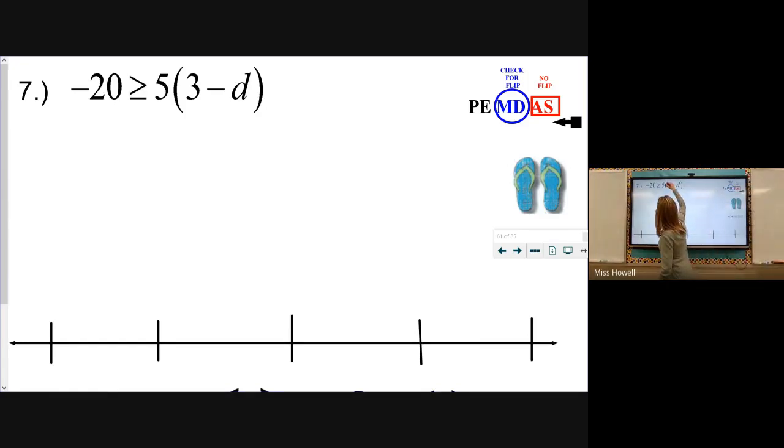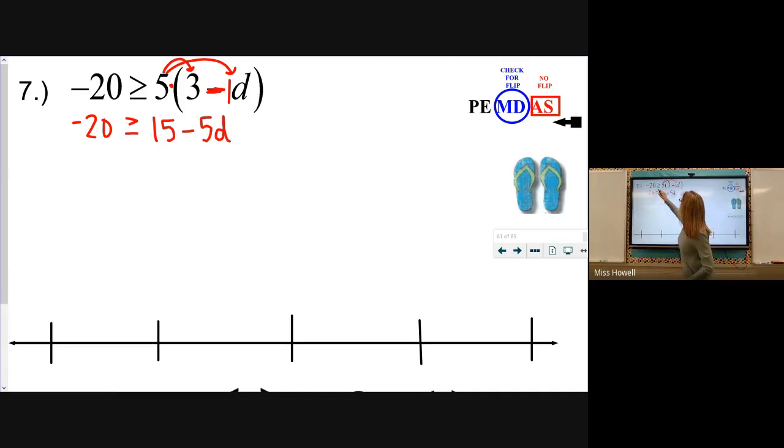We need to take this 5 times and share it with the 3 and the negative d. Bring everything else down. So negative 20 is greater than or equal to 5 times 3 would give us a 15. And 5 times, this is a negative 1d. So be careful, it'll give us a minus 5d.